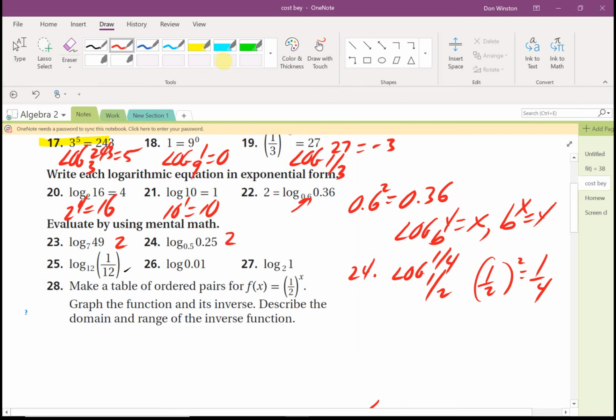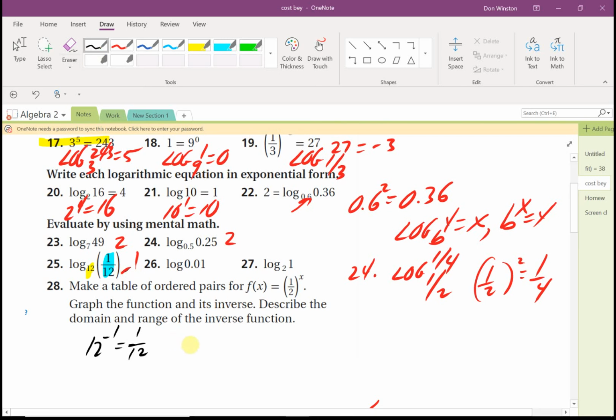Okay, number 25. Notice here I have a whole number 12 and a fraction. For what I'm evaluating, anytime that happens, that will always involve a negative number. So let's see here. You ask yourself, 12 raised to what is 1/12? So that would be minus 1. So this answer here would be minus 1.